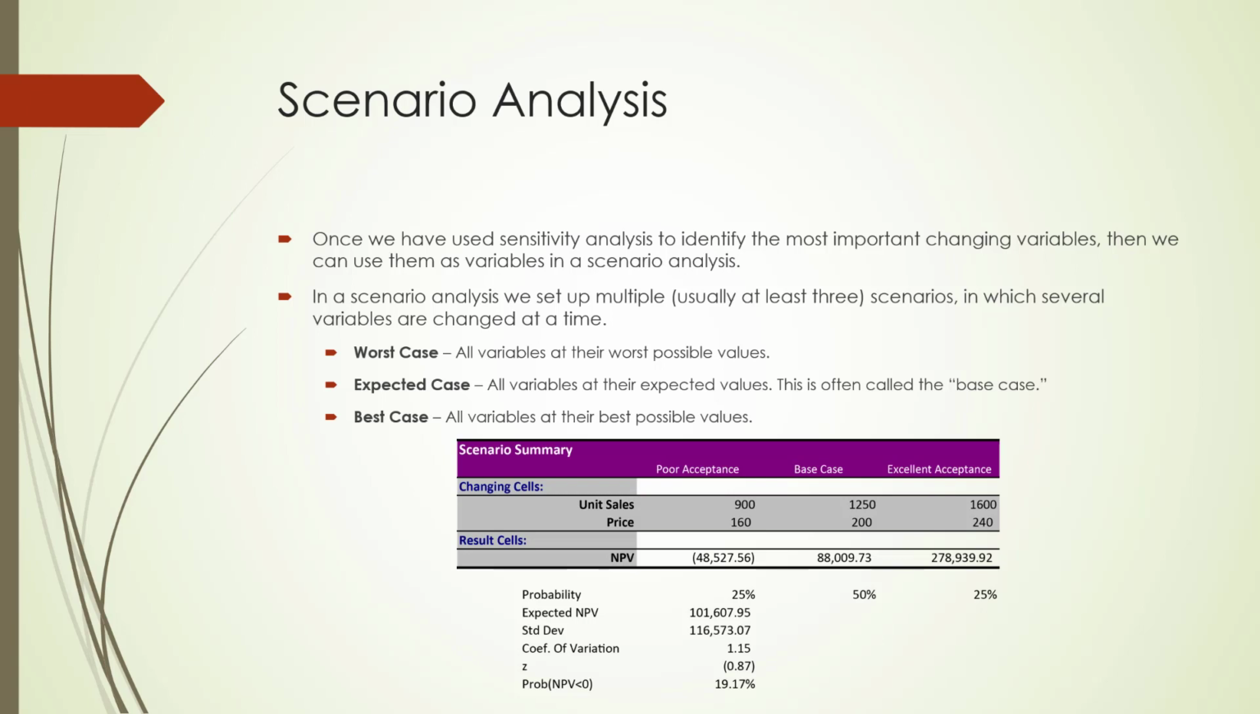And so here you see a scenario summary from Excel, and you can see I have 3 scenarios. Poor acceptance, that's like a worst case. I have a base case, and I have excellent acceptance, that's like the best case. In the worst case, unit sales is 900 and the price is 160.